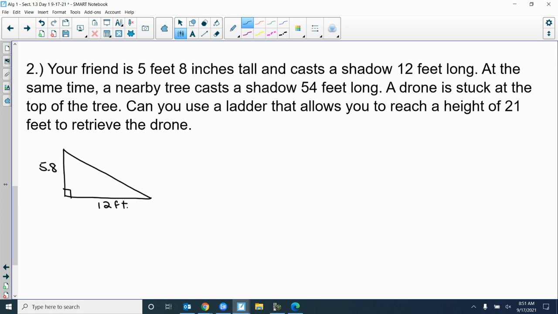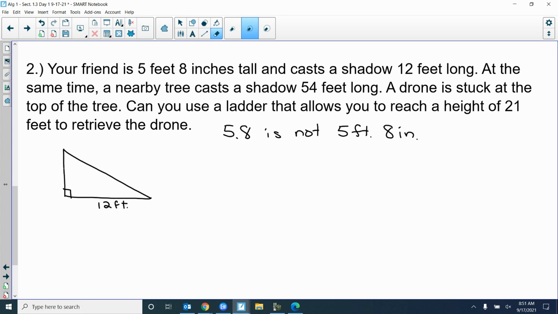A lot of times your common go-to is to say 5.8, but 5.8 is not 5 feet 8 inches. How do we figure that out? Do you multiply 5.8 by 12? We can't use 5.8. You don't multiply 0.8 by 12. You're on the right track, but you're not there yet. How do we convert inches to feet? Not multiplied by 12, divided by 12.